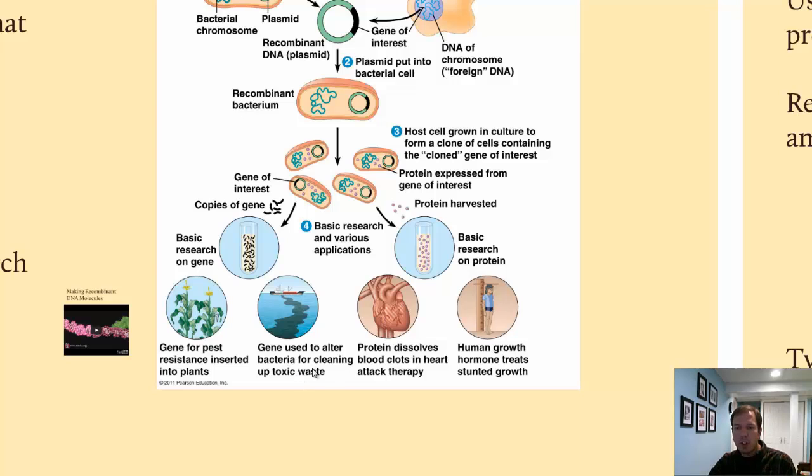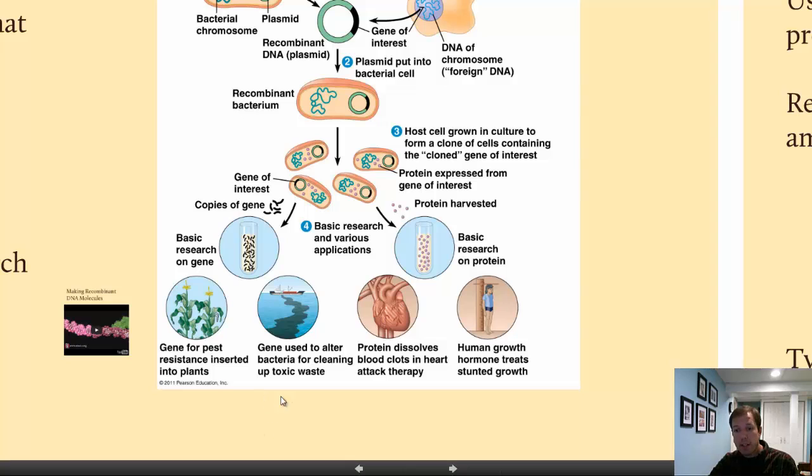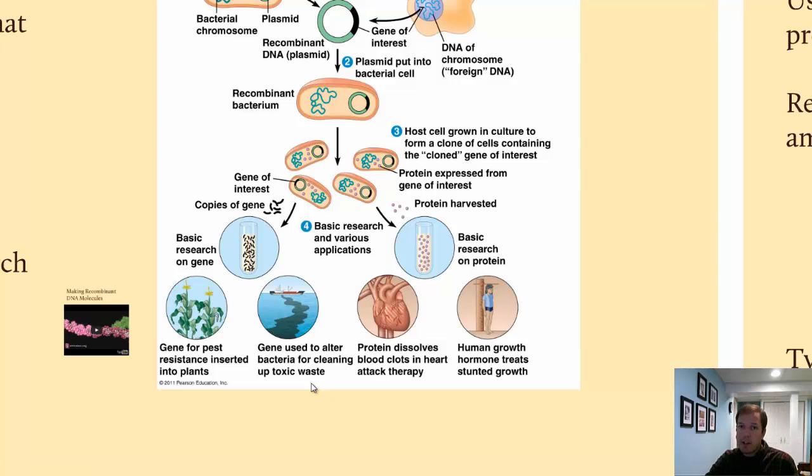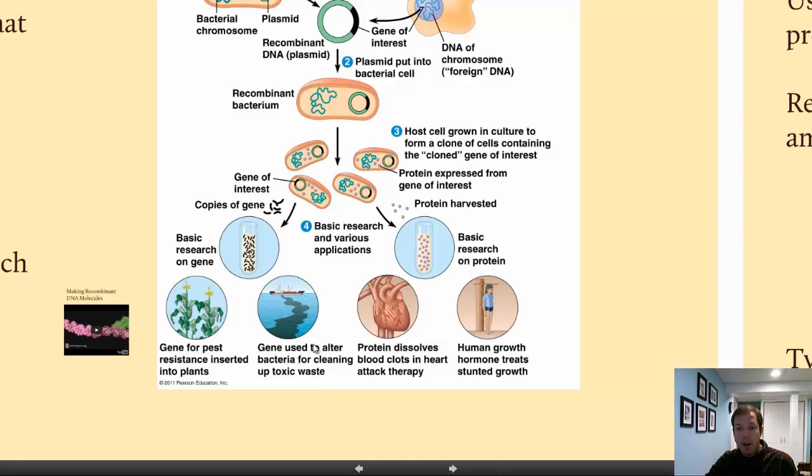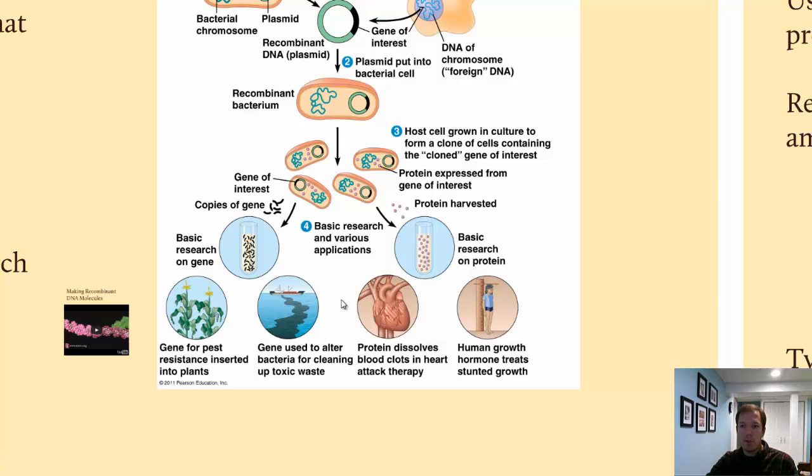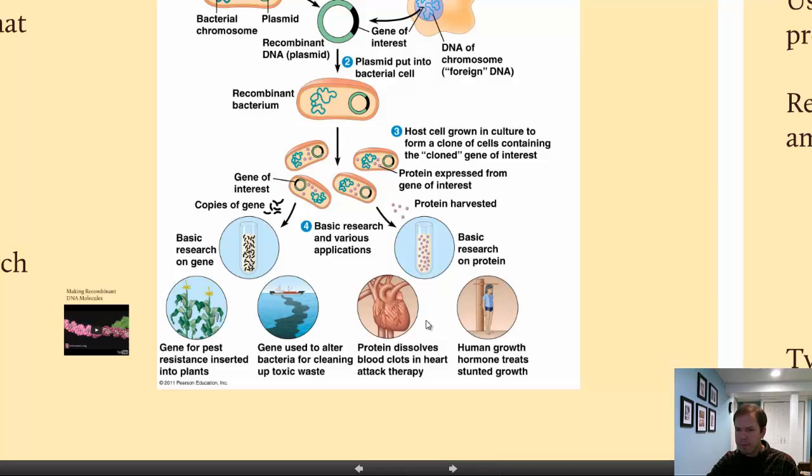We can insert genes that will provide enzymes for bacteria to be able to clean up toxic waste. So if there's an oil spill, we can use these transgenic bacteria, these engineered bacteria, to spread them onto the oil slick and be able to organically digest all of that waste. Again, it will suit our purposes because it's solving one of our problems.